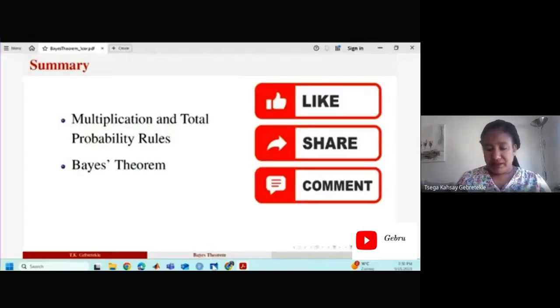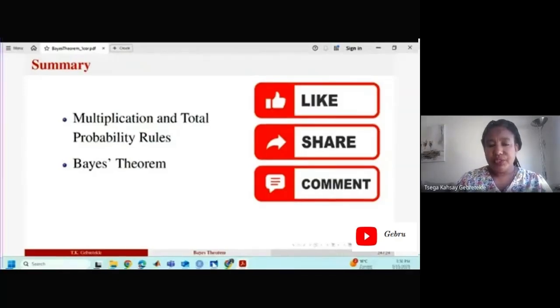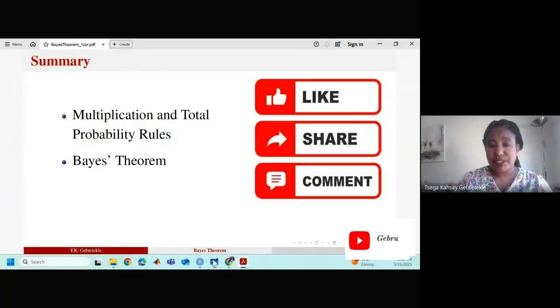And this is what I want to share about the Bayes theorem. And I also showed some examples of the Bayes theorem. We also discussed the multiplication and total probability rules that will help us to use Bayes theorem.